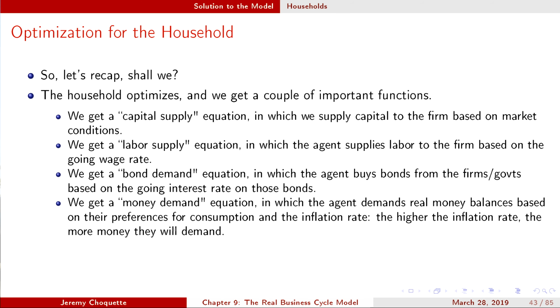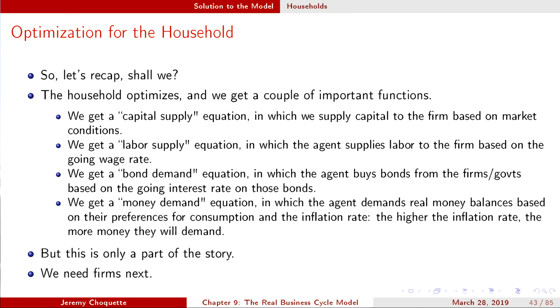And we get a money demand equation in which the agent demands real money balances based on their preferences for consumption and the inflation rate. The higher the inflation rate, the more money they will demand. But this is kind of only one part of the story because, well, next we need firms.